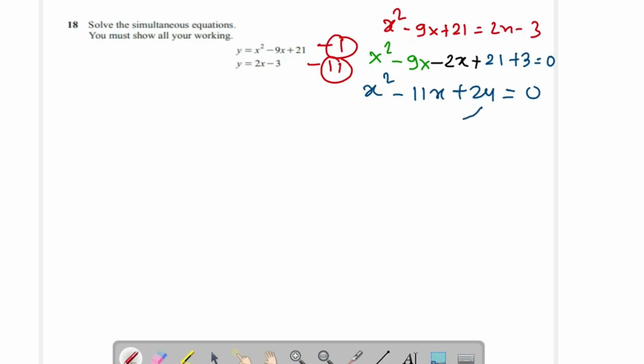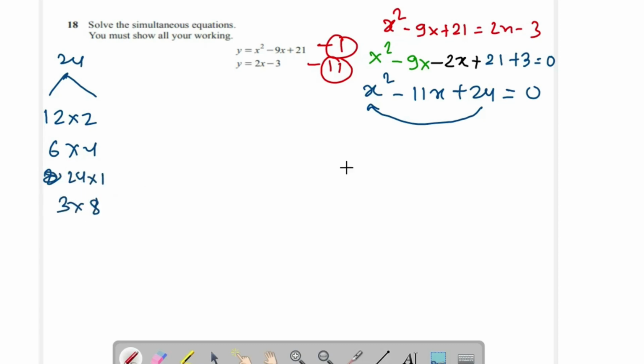Now we have this quadratic equation. Multiply the first and last term, which is 24. What are the factors of 24? 12 into 2, 6 into 4, 24 into 1, 3 into 8. Now the middle term is negative but the multiplication is positive, which means both numbers are negative. The other pairs are not possible, giving minus 14, minus 10 and minus 25, but this pair, 3 and 8, gives minus 11.